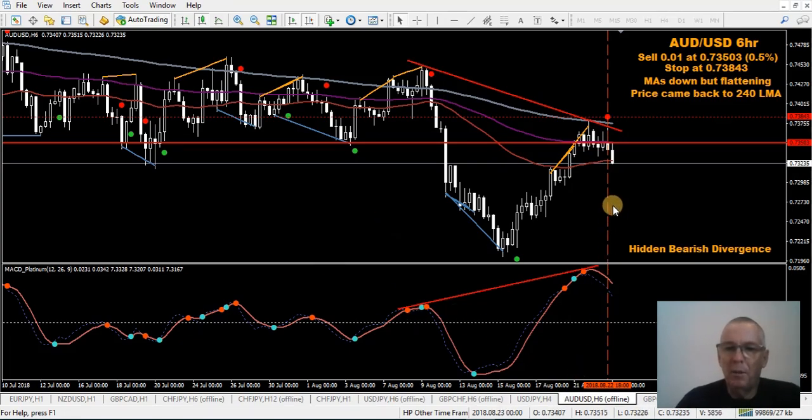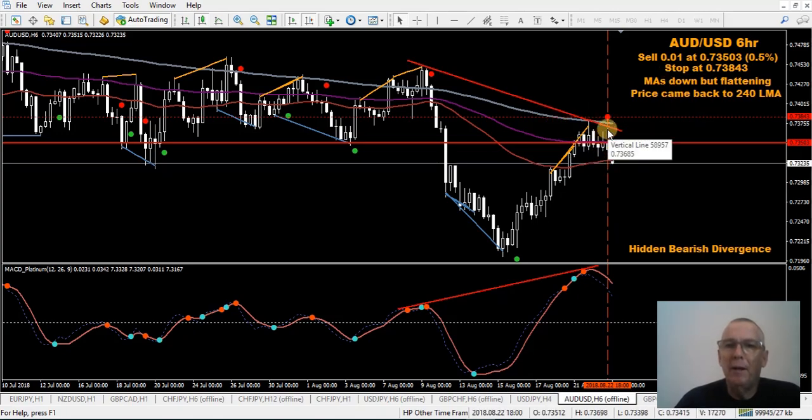We'll start off with the Aussie USD 6 hour. I took a sell on this. All these lower time frames are on the high probability. I'll show you how to access these on the MT4 in a second. So it's a sell trade this morning. You can read my notes on the chart.